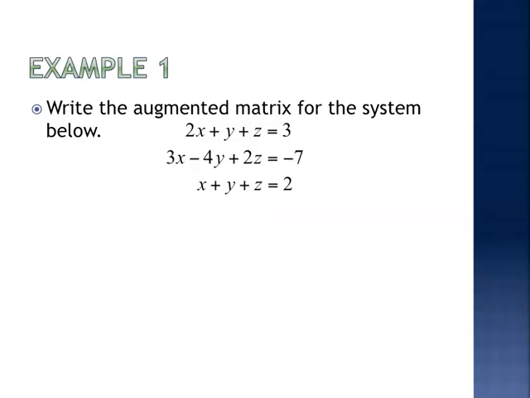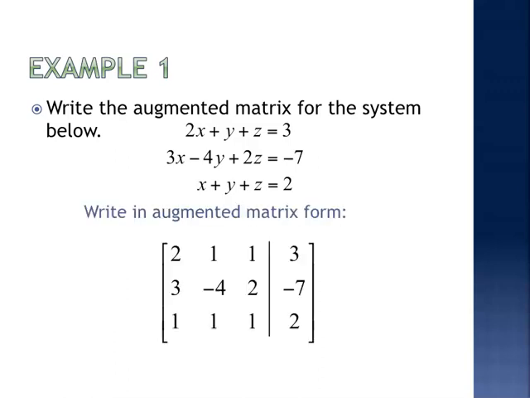Once you have that, now we can write this in augmented matrix form. So we are going to just write down the coefficients, so that would be 2, 1, and 1, and then a 3 on the right, and then 3, -4, and 2, with a -7 on the right, and then in the last equation, 1, 1, 1, and then a 2 on the right. If for any of the equations you don't have one of the variables there, so for example, let's say in the last equation, instead of x plus y plus z equals 2, you just had x plus z equals 2, then you can write a 0 where the y should be.